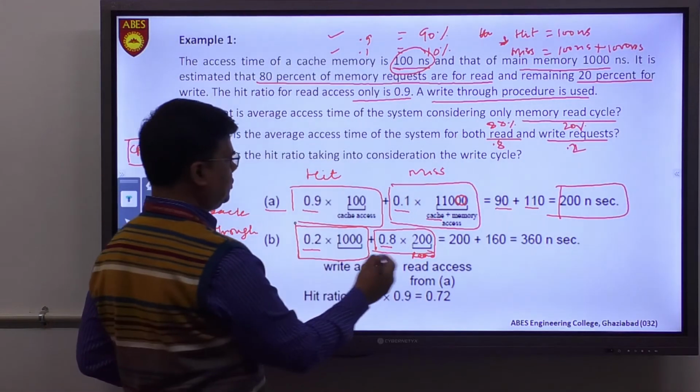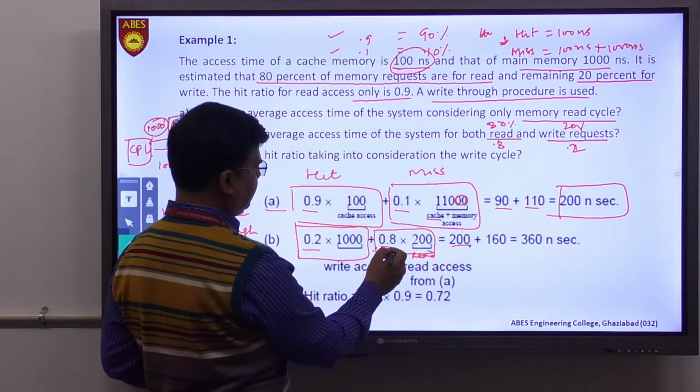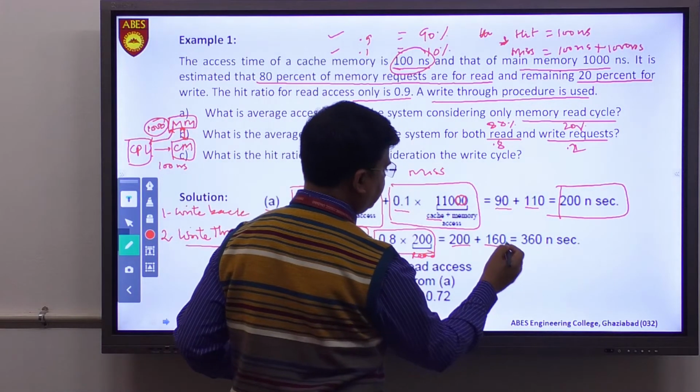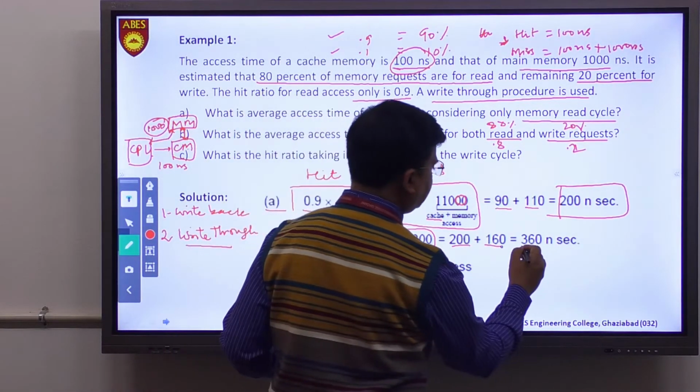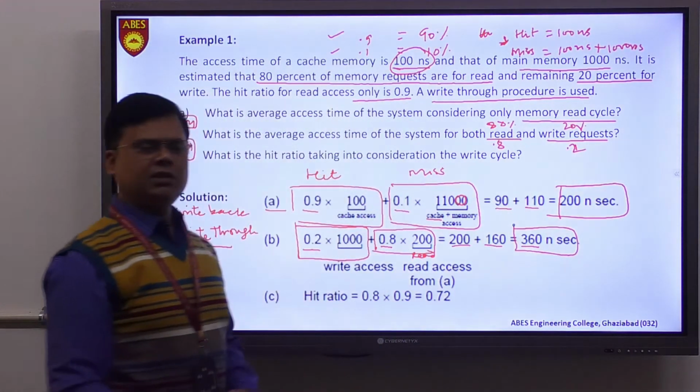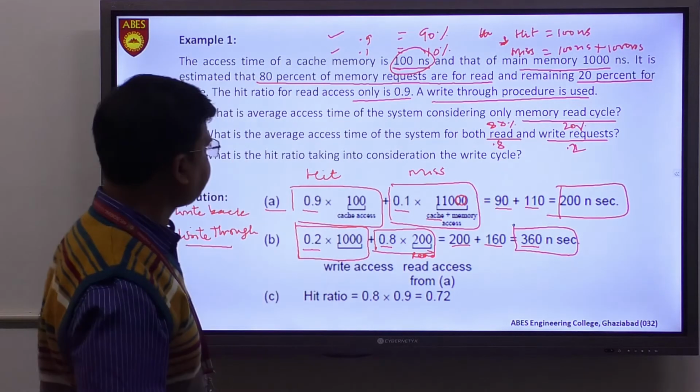So this will form the 200, and multiplication 0.8 into 200 will form the 160. If we add both, there is the 360, which is the average access time considering the write cycle also.